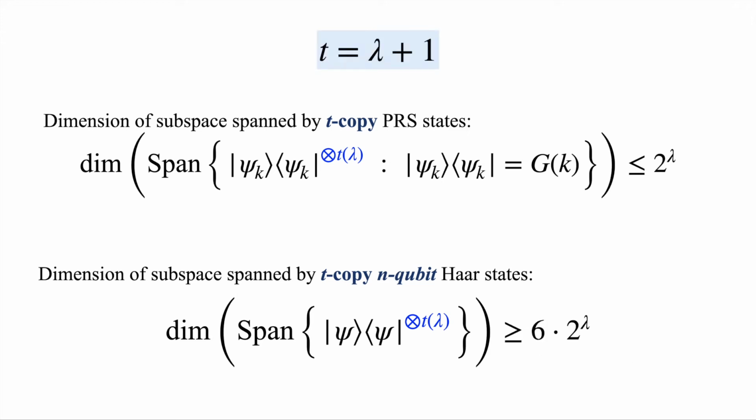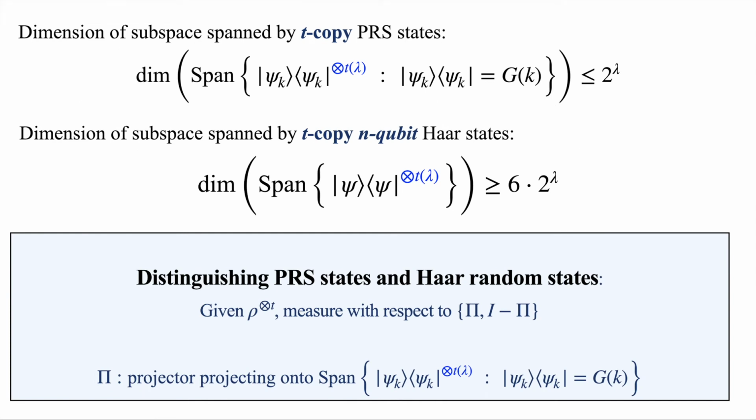So if I pick t to be lambda plus 1, then we can show that the dimension of the subspace spanned by t-copy Haar-random states is going to be at least 6 times 2 to the lambda, whereas this is going to be at most 2 to the lambda. So what I did so far is to create a gap between the dimension of the two subspaces. Using this, I'm going to create the following distinguisher, which distinguishes t-copy PRS states versus t-copy Haar-random states.